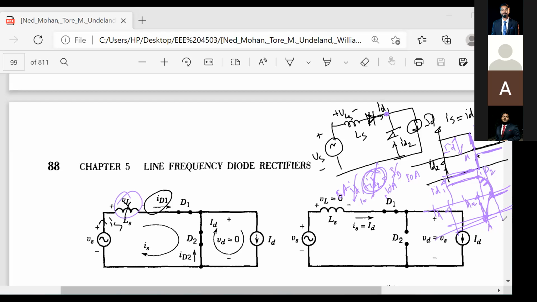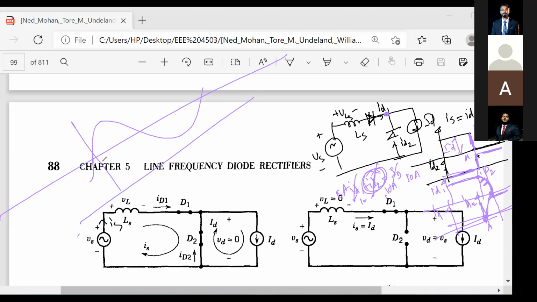So, okay. Now we see that before omega t equal to 0, which diode was turning on? Before omega t equal to 0, that's here. D2, right? Yes. Then IS was 0, right?